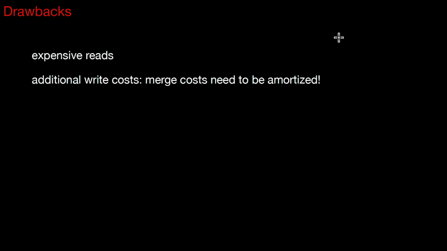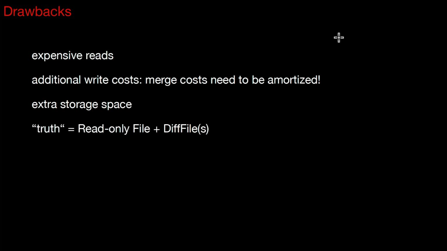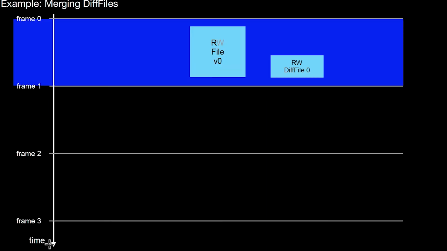There are additional write costs, so the merge costs need to be amortized. We will look at an example of how the merge works in a moment. There's extra storage space, of course, especially if you organize the differential file on a very coarse granular level, for example on blocks. If for every change you copy the changed block to the differential file, that may be expensive. And important to understand is that the truth, the current, most up-to-date version of the data, can be retrieved by looking at the read-only file and possibly multiple diff files. We will see in a moment why this is not only a single diff file, but can be multiple diff files.